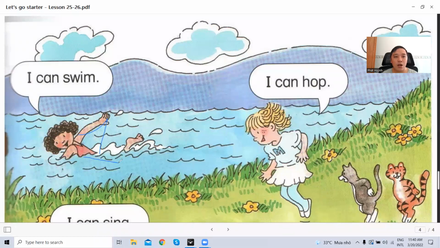Now, bây giờ, now take a look at the first picture. Picture number one. What is she doing in Vietnamese? Nói cho thầy biết bạn nữ này đang làm gì trong tiếng Việt vậy nè? Oh, that's right. Bạn đang bơi phải không nào? Okay, so what does she say? Cô ấy nói gì?